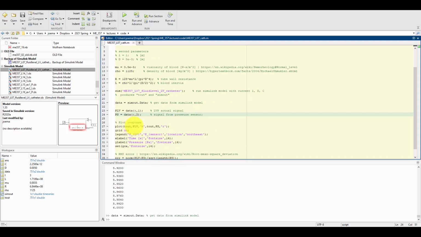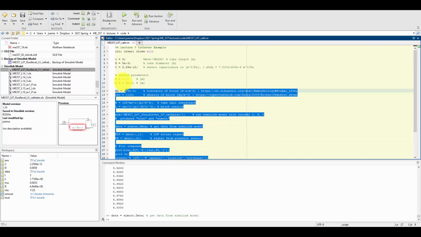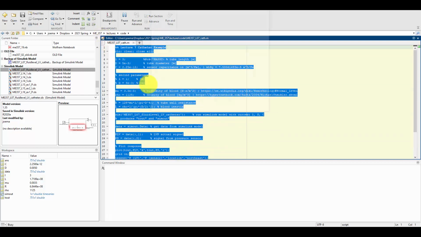First, I'm just going to plot both of them at the same time, now against that T out, the time from the simulation. In black, I'm going to plot the left ventricular pressure, the actual pressure, and in red, the sensed pressure. And then put some other bells and whistles on here as I study it. So let me run everything up to that point.